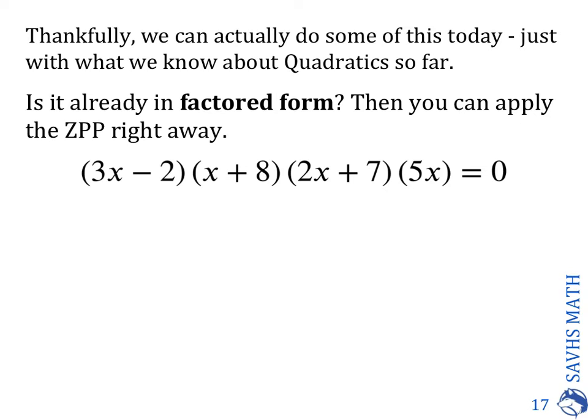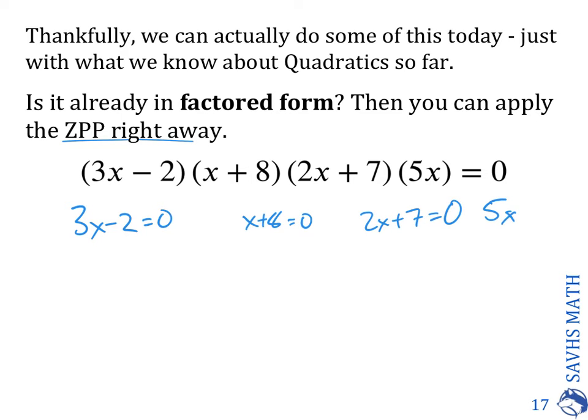Next one. Hey, this one is already factored, and that means that we can just go directly to the zero product property. So let's take a look at that. What we can say is 3x minus 2 equals 0, x plus 8 equals 0, 2x plus 7 equals 0, and 5x equals 0. I'm going to just kind of separate these things out.